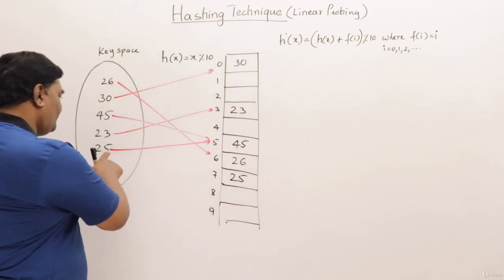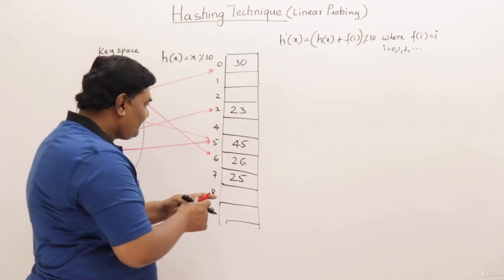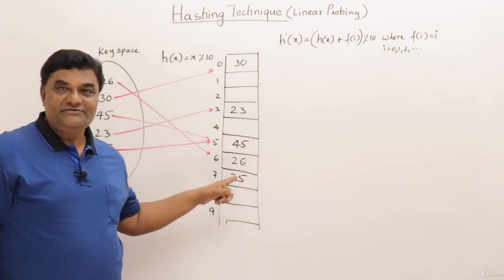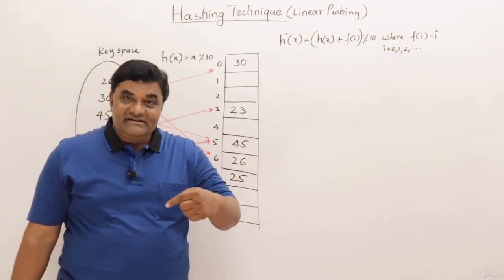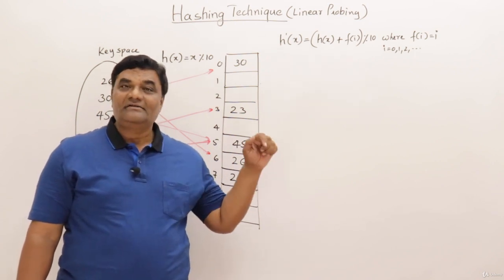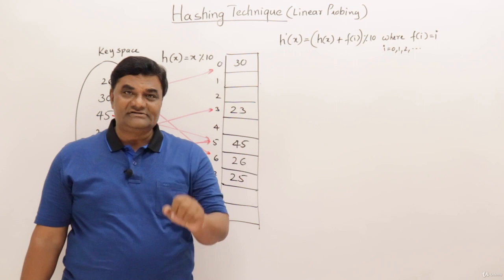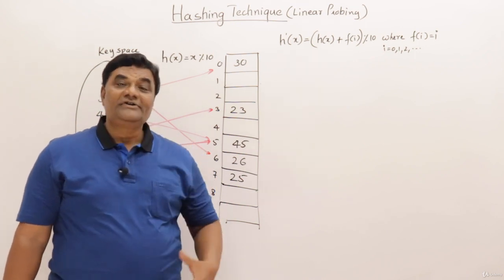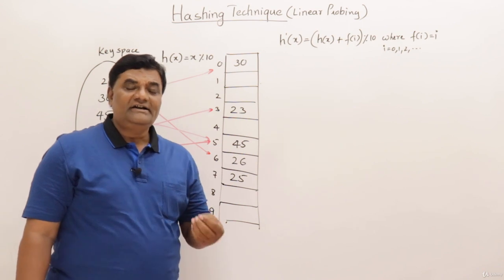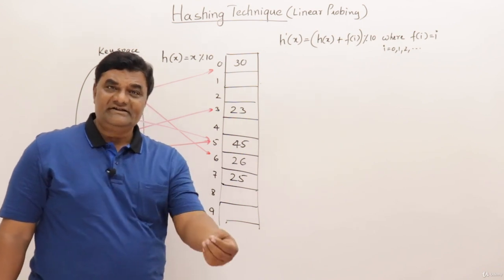See, 25 was mapped here, but there was no place here. This was vacant, so we have used this one. So this is linear probing. After how many collisions did we get that free space? Two collisions. So after 2 probes, we got a free space. It's very simple. Whenever there is a collision, try to store the element at the next free space.